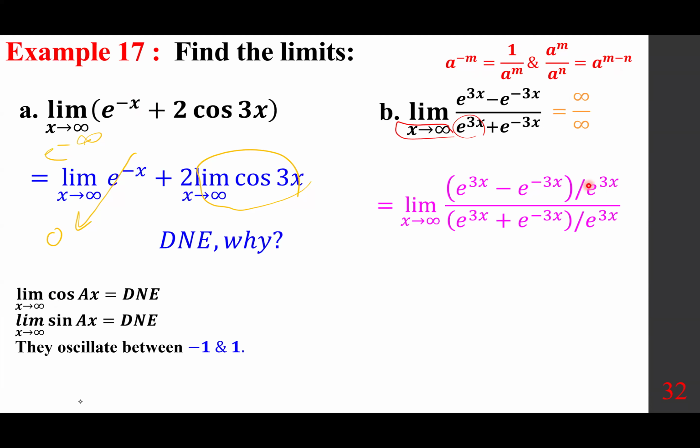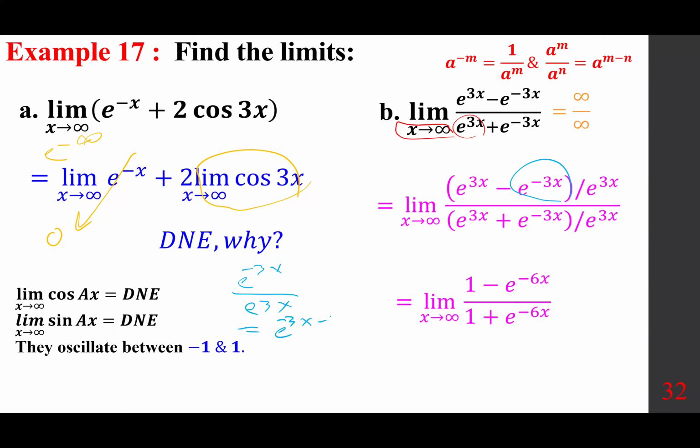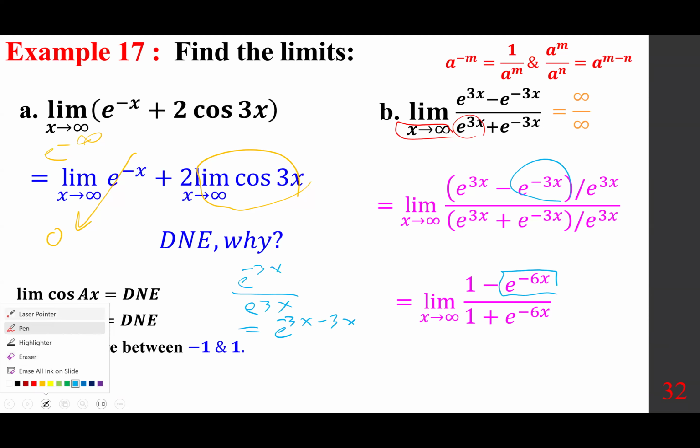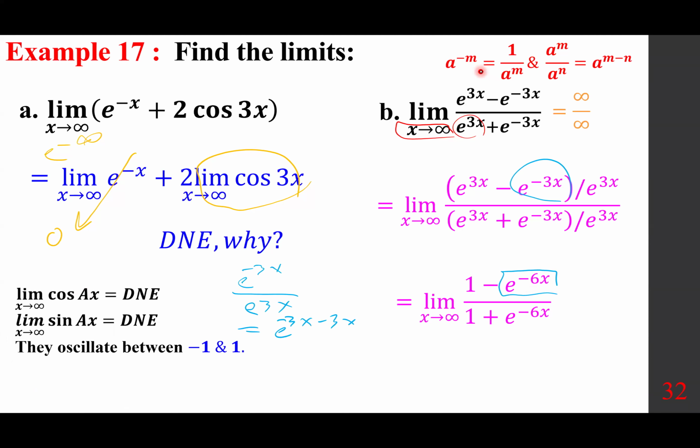So if you divide this one by this one, so e to the power of minus 3x, you divide by e to the power of 3x, it's e to the power of minus 3x minus 3x, which is e to the power of minus 6x. And as you know, both of them go to 0 because x is approaching infinity. E to the power of minus 6x, again, the negative exponential rule. And this goes to 0, this goes to 0. The answer is 1 over 1, or simply 1. Again, this follows the negative exponential.